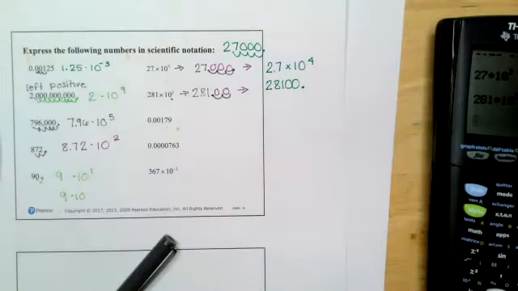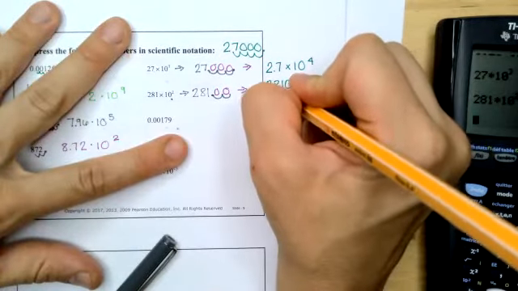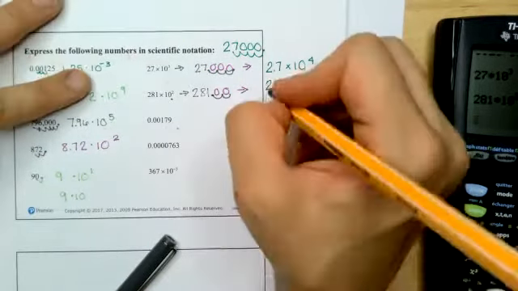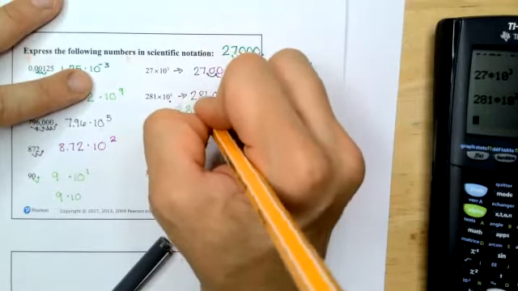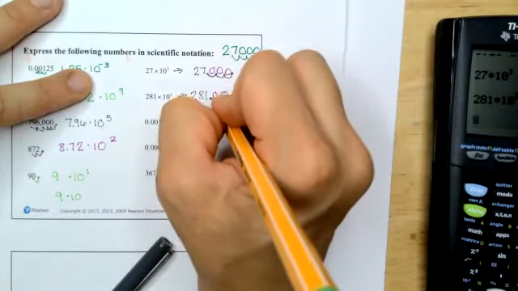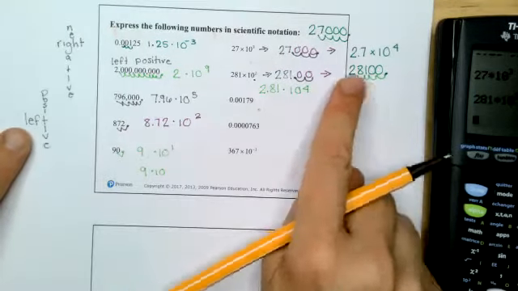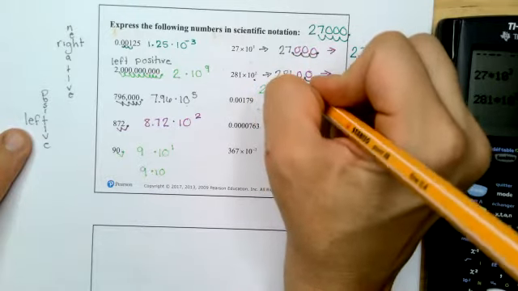How do I change this back to scientific notation? 1, 2, 3, 4. I had to move it 4 in, right? So now it's 2.81 times 10 to the 4th. I moved it left, so it's a positive 4. Should have made that smaller.